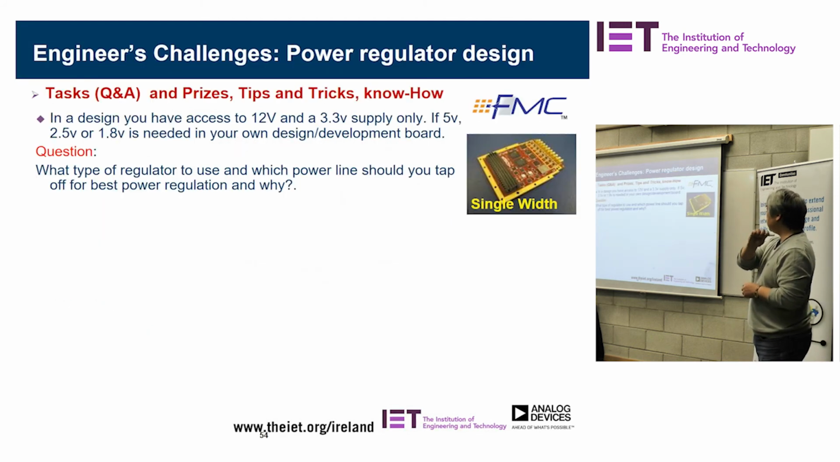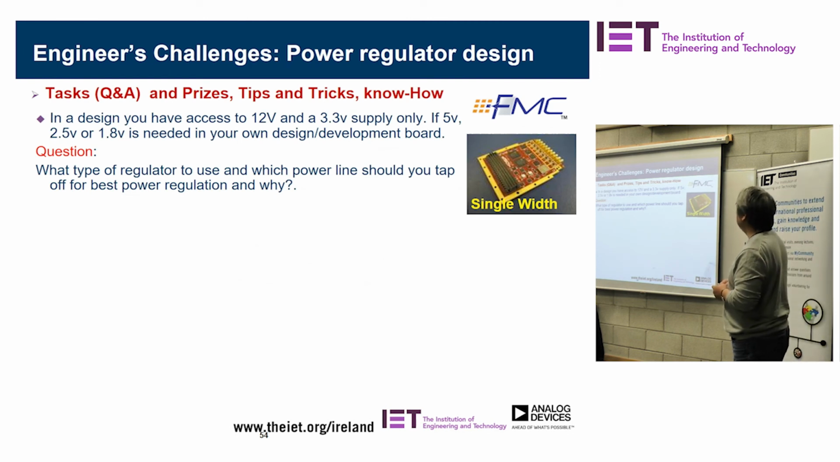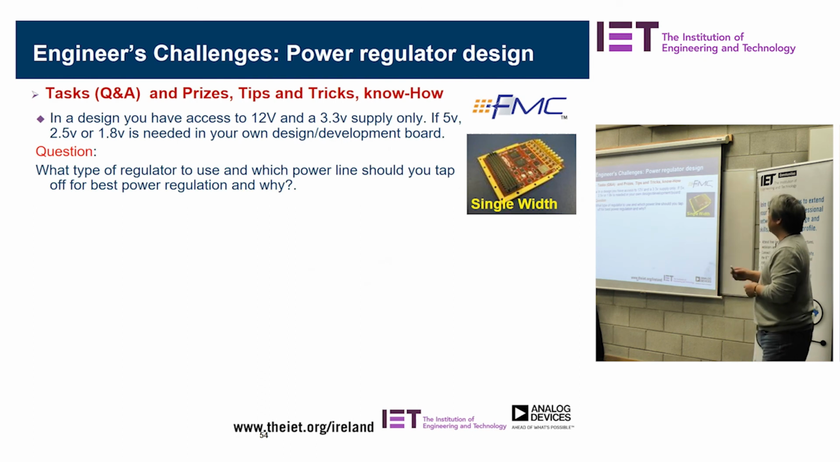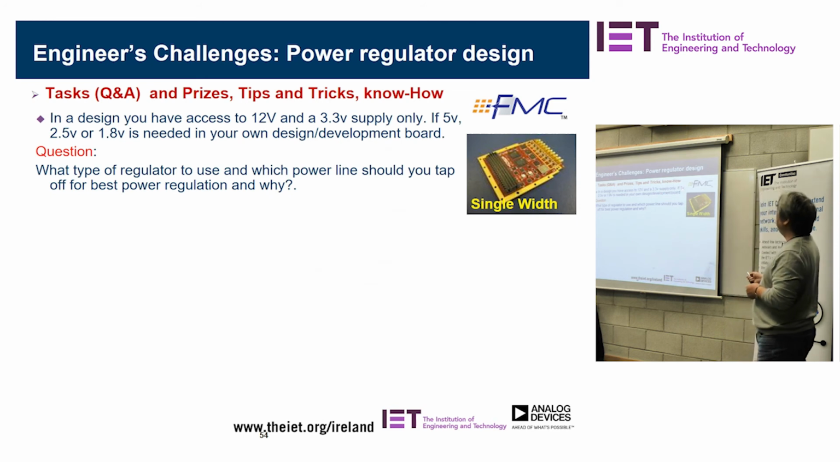Here are some tips and tricks, know-how, about power supply designs. If you have a 12 volt and 3.3 volt supply, and you require 5 volt and 2.5 or 1.8 volt in your design, the question is how best to tap which line, how to regulate it, and why. So you have 12 volts and 3.3 volts, and now I need 5, 2.5, and 1.8. Which one should I tap off and regulate, to make it more efficient?